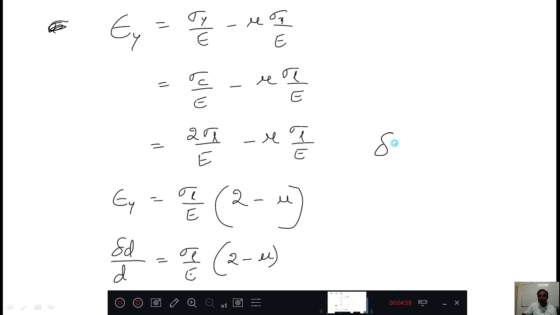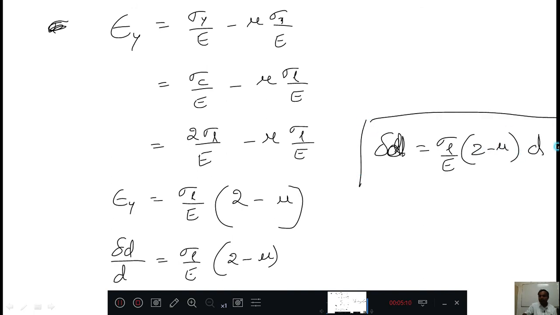Then the change in diameter is equal to sigma L by E into 2 minus mu into diameter. This is the expression for change in diameter.